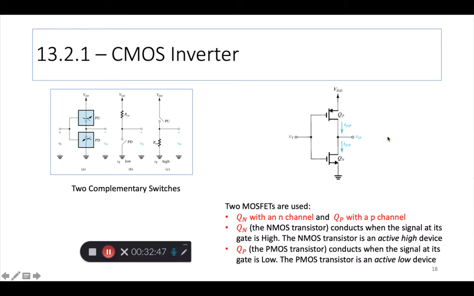So we have two MOSFETs here, QN, which is N channel, NMOS, and QP, which is P channel. Roughly speaking, at the very high level, how do they operate? QN conducts when the signal at its gate is high. So the NMOS device, QN, is an active high device. That's one way to call it. Then the other device, the PMOS, conducts when the signal at its gate is low. So the PMOS is an active low device. And when we say conducts, that means it's not cut off, right? It could be in saturation or triode, but at least it's not cut off. Okay?